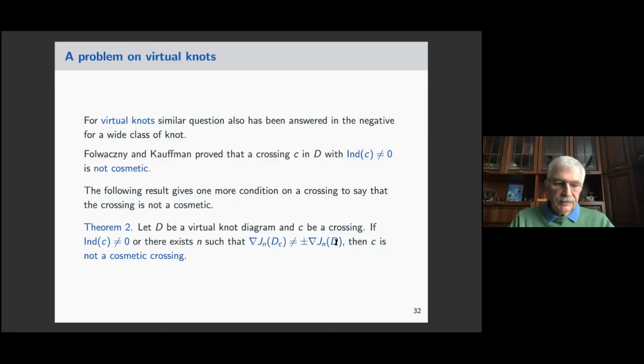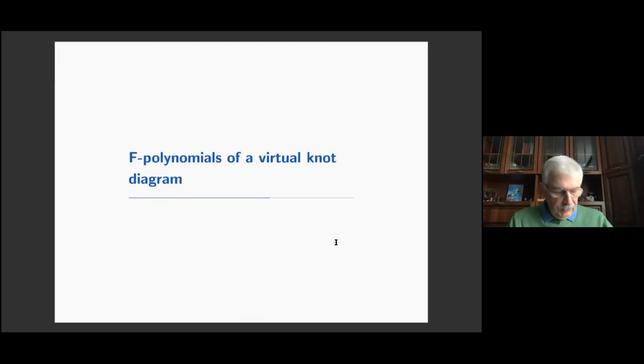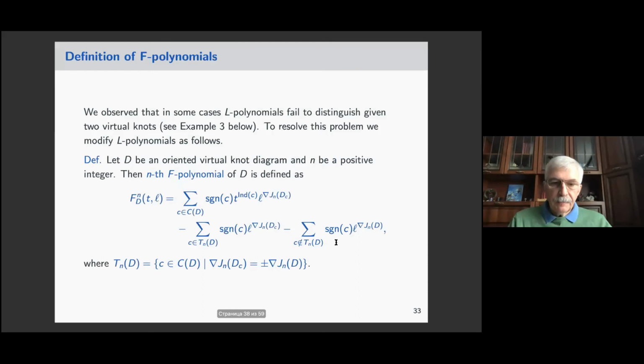And now let me go to another family of polynomials, which we call F polynomials. As you will see in figure three a little bit later, L polynomials fail to distinguish some pairs of virtual knots, so we decided to introduce a slightly more refined, modified version of the same family of polynomials, and we call them F polynomials of a diagram.